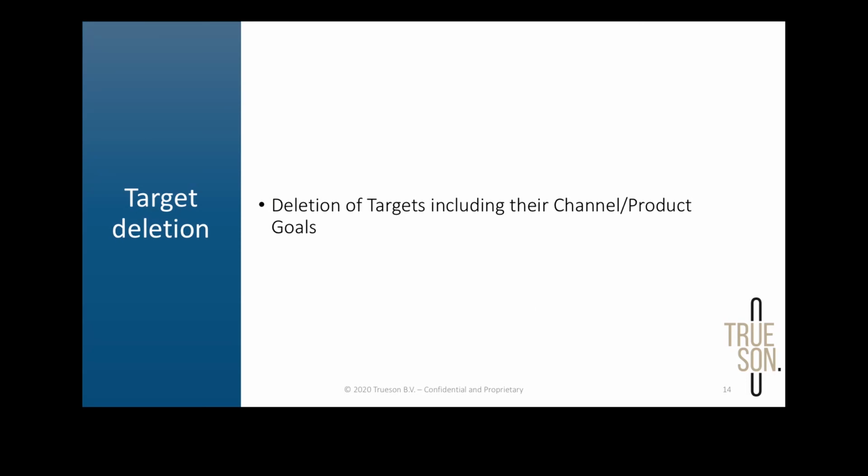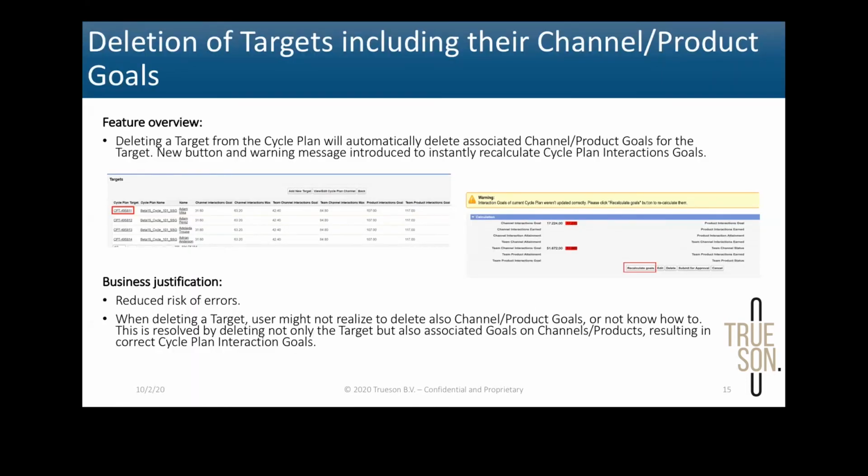Target deletion, we also improved that, where if a user deletes a target from a cycle plan, it will also delete the channel goals and the product goals for that target. And there's a button to recalculate the goals for the cycle plan instantly. So you also have the updated numbers there straight away. And this is all about quality, to reduce risk of errors where maybe an end user deletes a target but doesn't delete the channel goals and the product goals. So this is just to make the process even more easy. Of course, there's also the option to set goals to 0, both online and on the iPad. But if the business process is ready to delete the target, then that's also possible now.